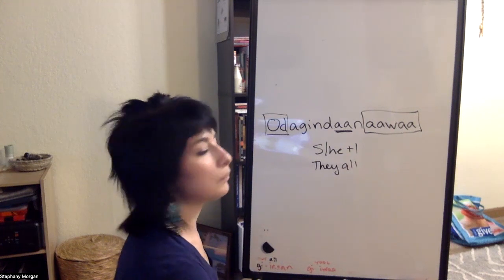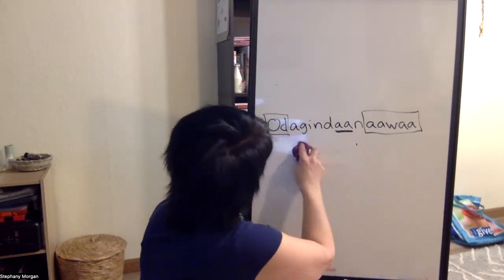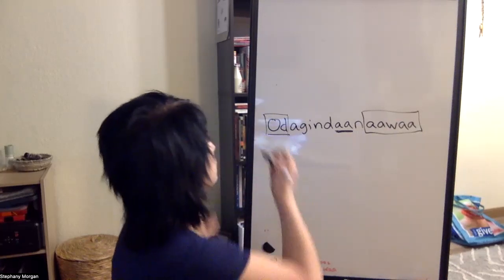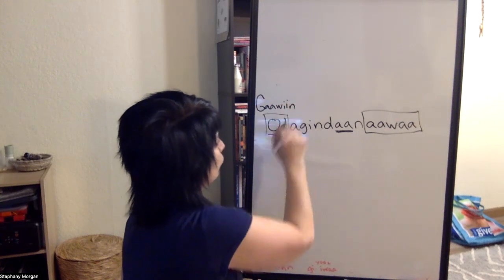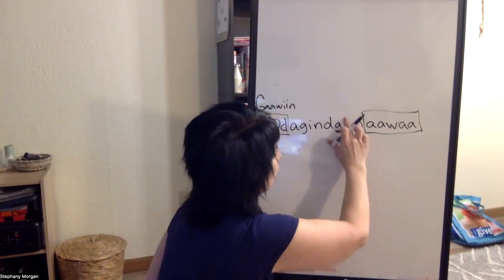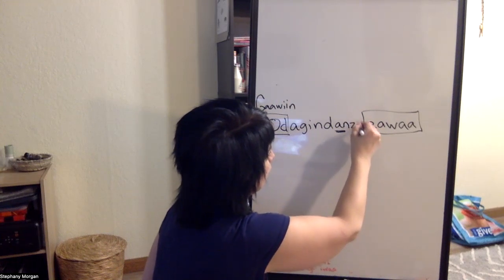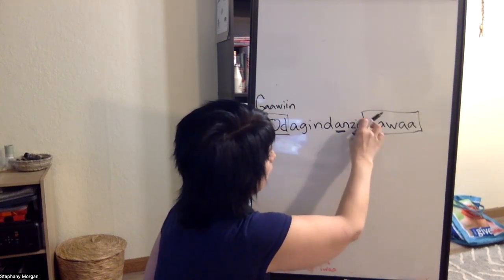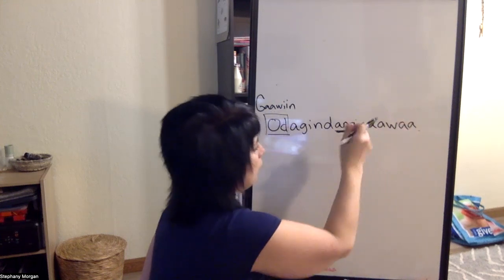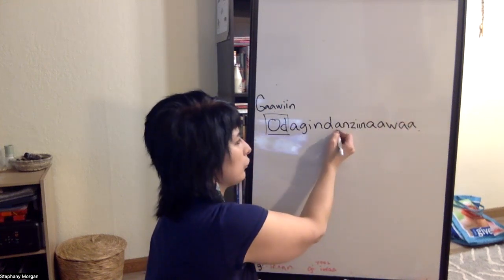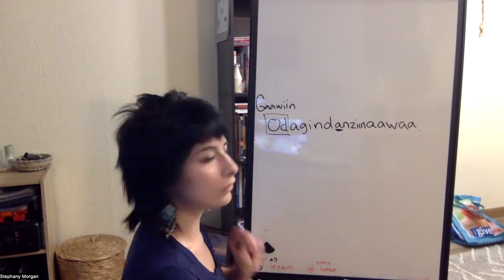But if you want to put it in a negative form, like they are not reading it, in the gaawiin form, you need the gaawiin in front of it. Gaawiin odagindaanziwaa. And we only have the short part here. It's kind of clipped, it's kind of short. He is not doing it.